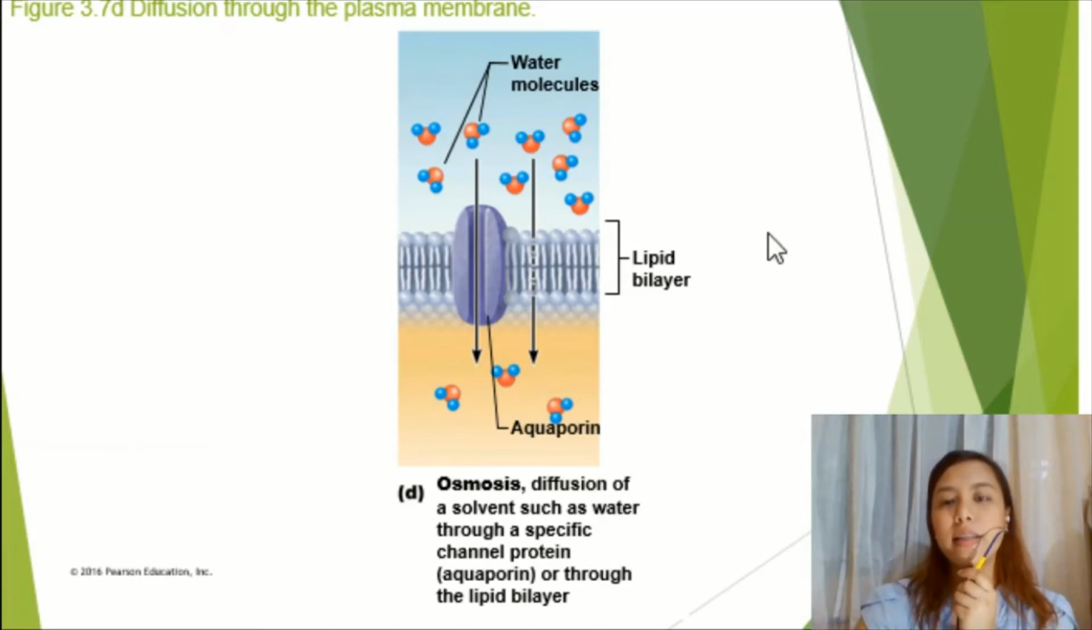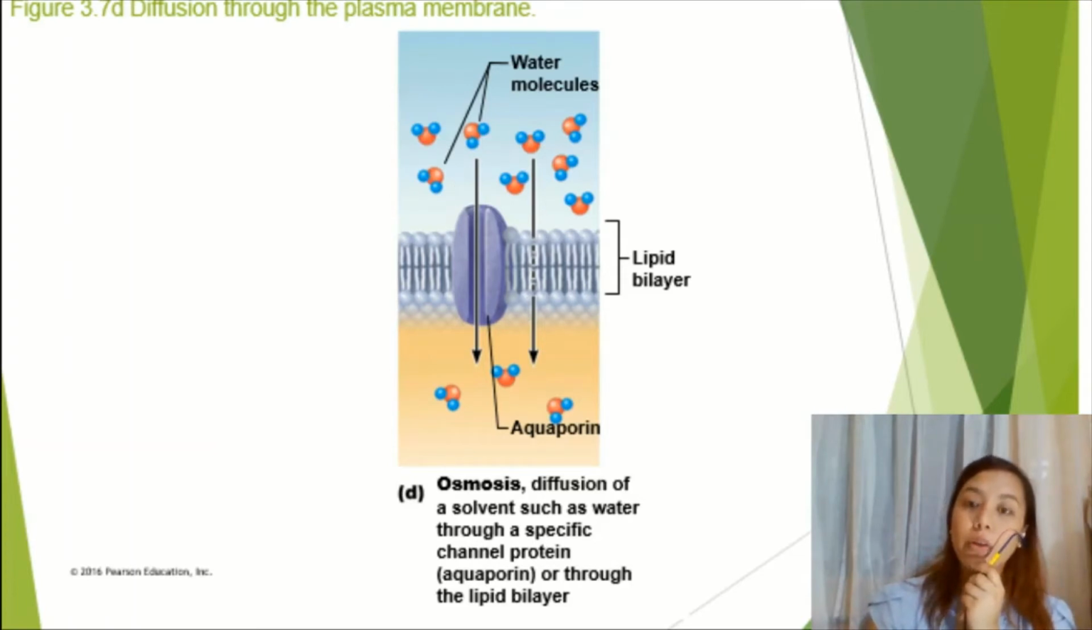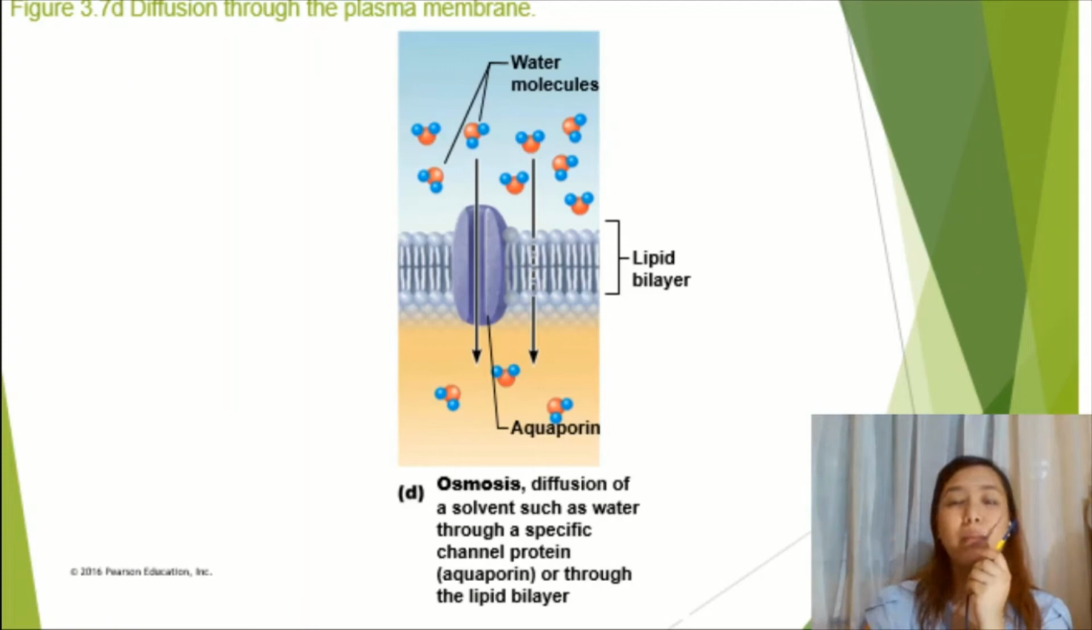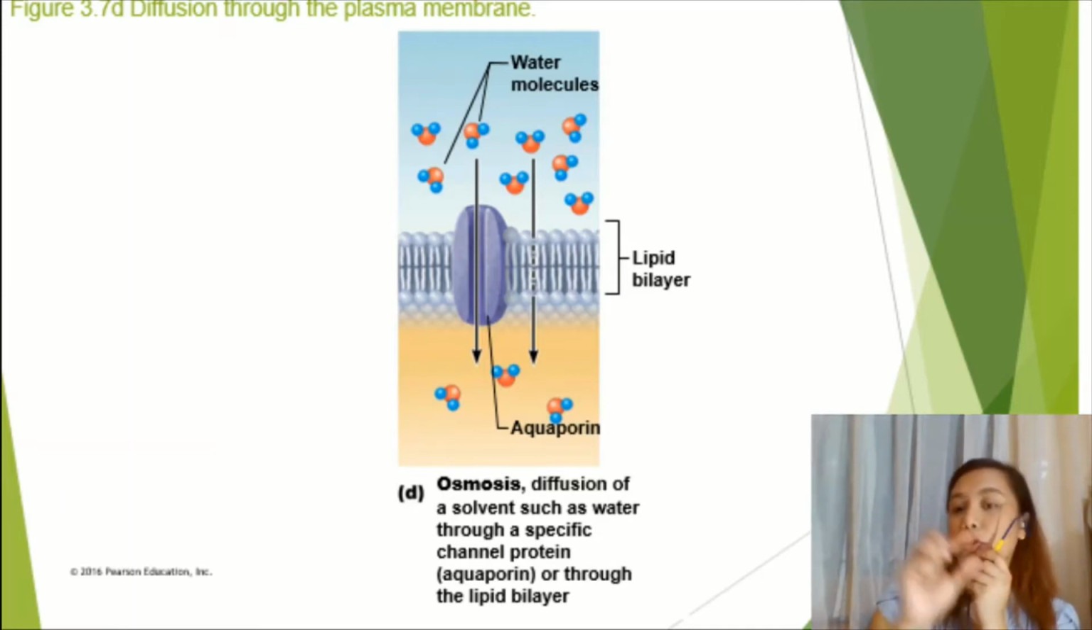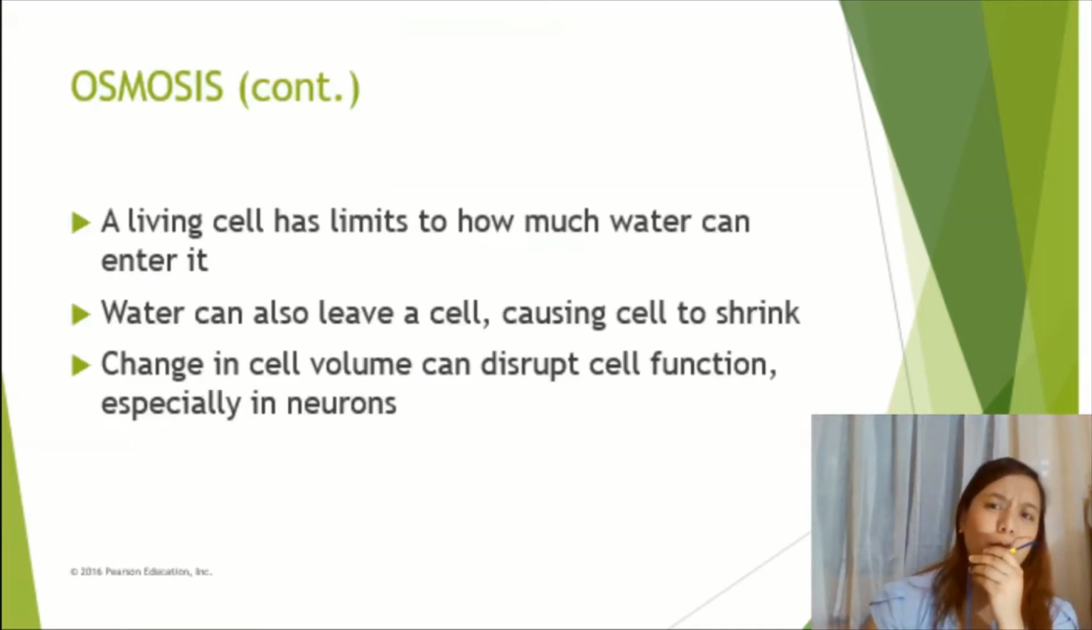So next. So this is just an example. As you can see on the screen, these are your water molecules going through your aquaporin channels. So usually your water goes in through your aquaporin channels and some just bypass your lipid bilayer. Okay? And in your osmosis, the difference would be again the solvent and also the presence of your semi-permeable membrane. And how does this apply in our lives?